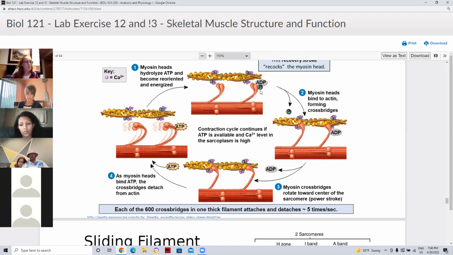and that release cocks the head of the myosin, pushing the actin forward towards that M line, which would be like right here. When the myosin binds the next ATP, it can detach from the actin. It'll then hydrolyze the ATP again and start over again.